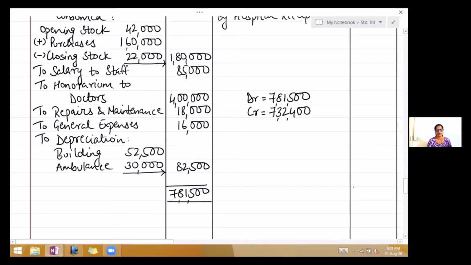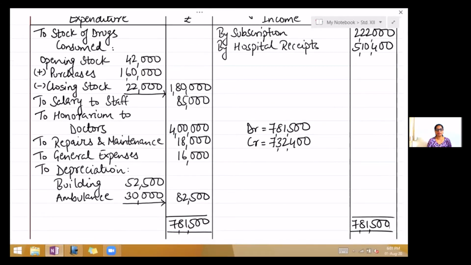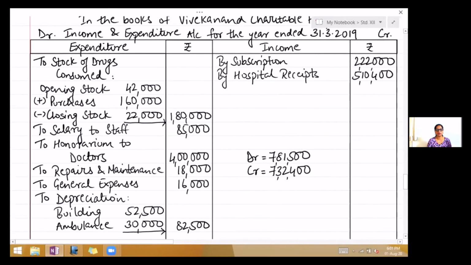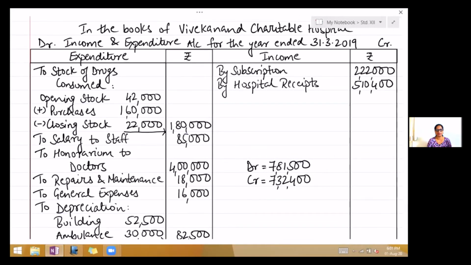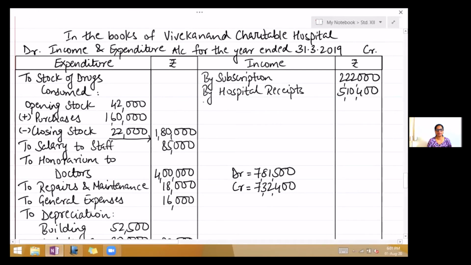Write it on the credit side 7,81,500. So what result do we get? Your expenses are more than your incomes. So that means it is a loss, and this loss here is called as deficit. So write by deficit, subtract that amount. So it will be 49,100.